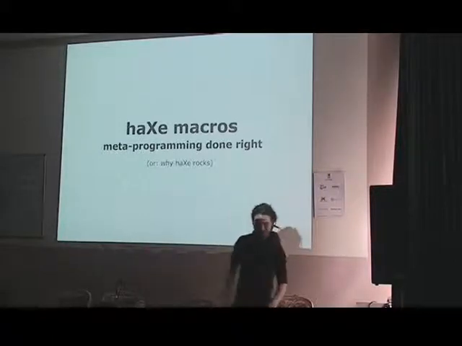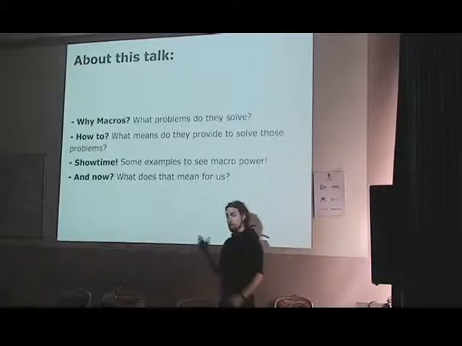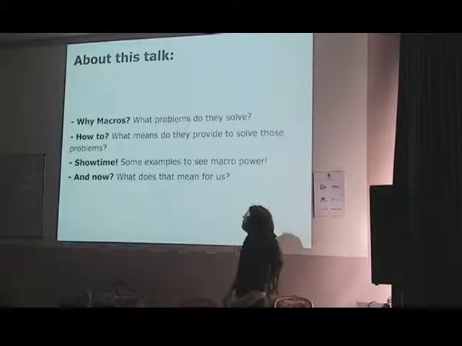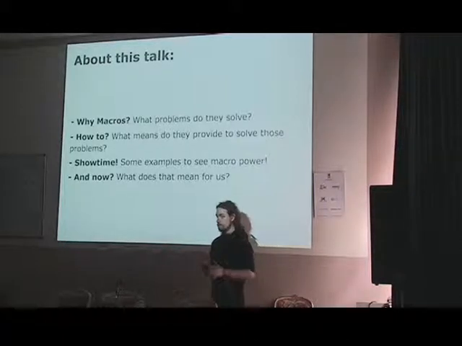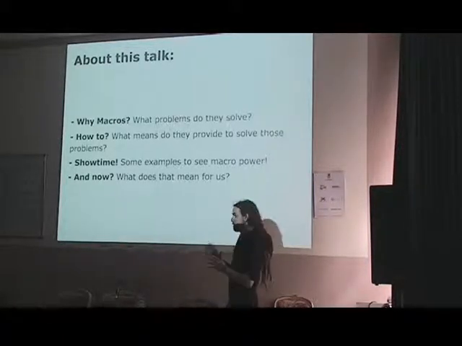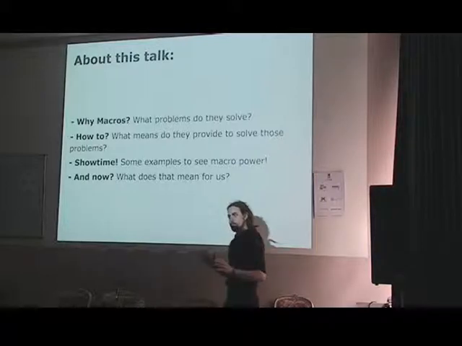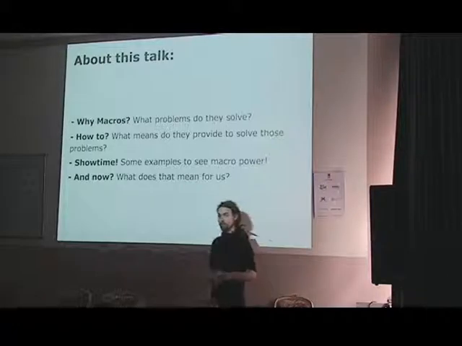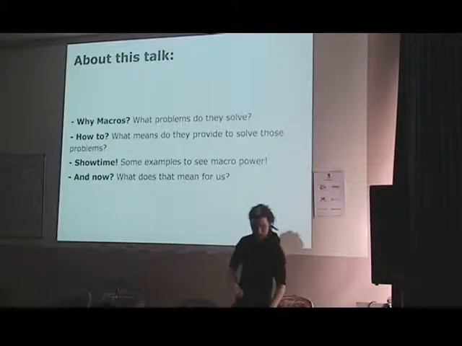So let's look a bit at what this talk is about. First, we're going to say, why do we want macros at all? Because it's a valid question. Then we're going to look a bit into how they do what they do. Not too much, but just to give you an idea what's happening at all. Then I'm going to show you some examples of macro code that is already out there. It's not going to be exhaustive, but a few things. And then I will try to propose a conclusion for this talk, but we'll see.